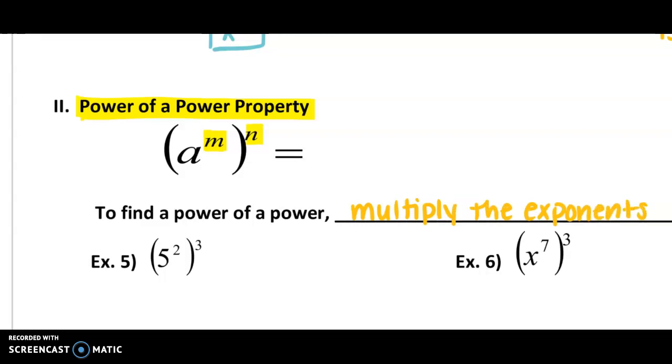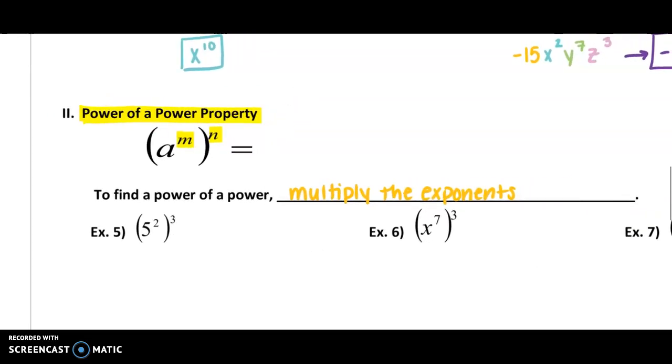Okay, I would multiply the exponents here. So in a situation like this, if we look at this first example, a to the m to the nth would be a to the m times n. I would multiply those numbers together when it's a power to a power.